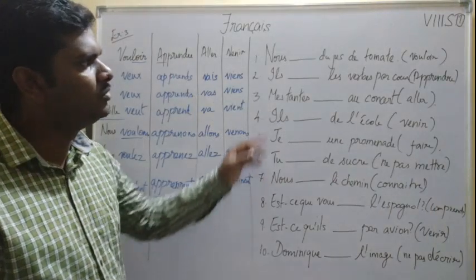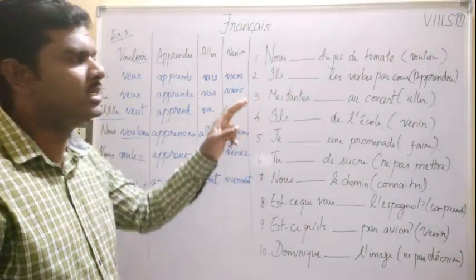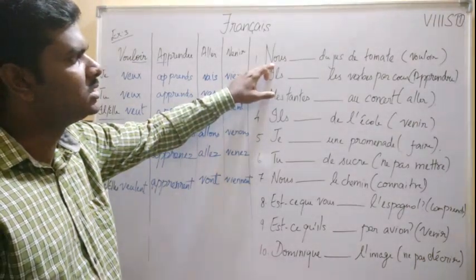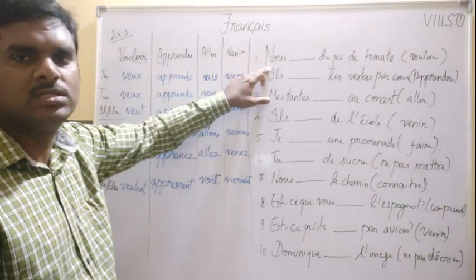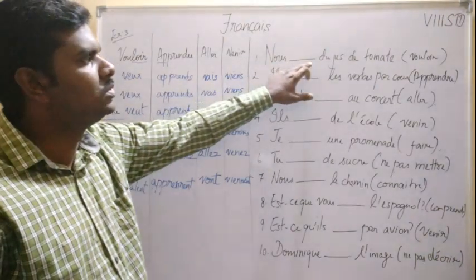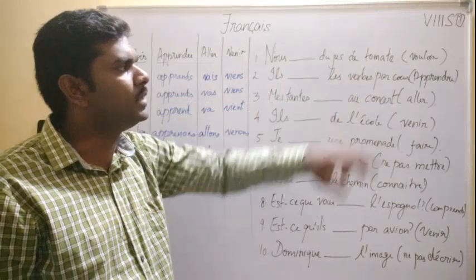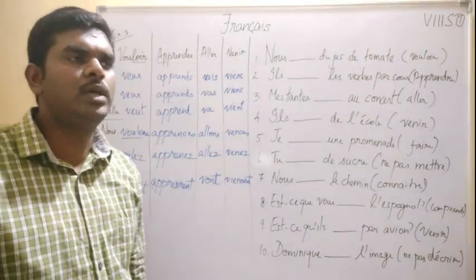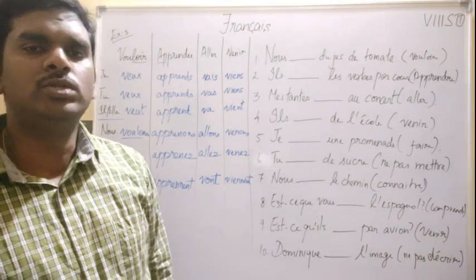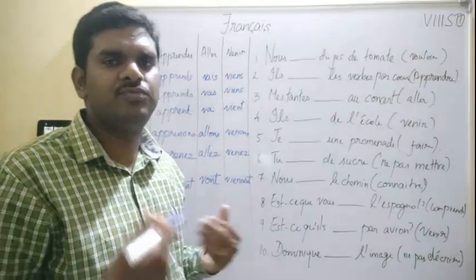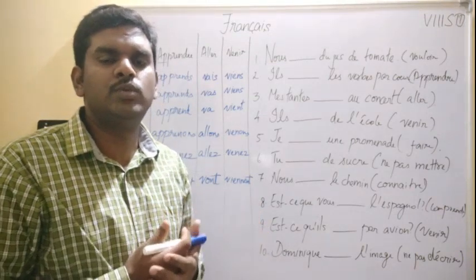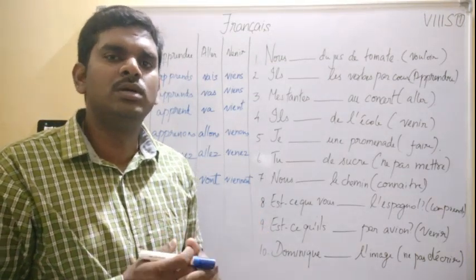First thing we will do is read the sentence. If you are not able to see, I will read it aloud, so just follow. This is exercise number 3 from lesson 2. Nous dash du jus de tomate. If you want a fruit juice, what will you say? I want a fruit juice. The same way, here nous means we. We want some tomato juice. That's what they say. So how to conjugate it?